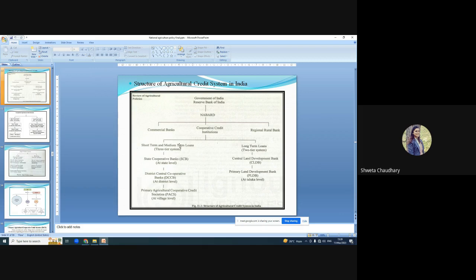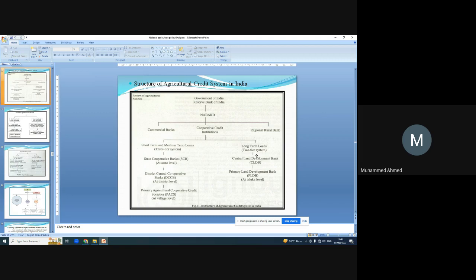Medium-term loans means you are taking loans for any equipment, cattle, or machinery. That is medium-term loans. That gives the services over a period of 5 years or so. And if you are taking a loan for any building or land, then that would be long-term loans. Clear?